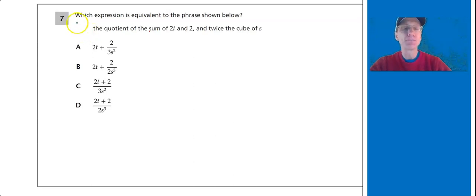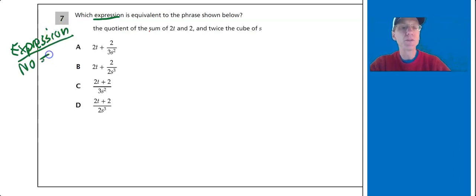Okay, so let's take a look at this. Which expression is equivalent to the phrase below? So an expression, just to remember, has no equal sign. What's it called when it has an equal sign? 1, 2, 3. Hopefully you said equation. An equation has an equal sign. So an expression, we just evaluate it. We don't solve it, like with an equal sign.